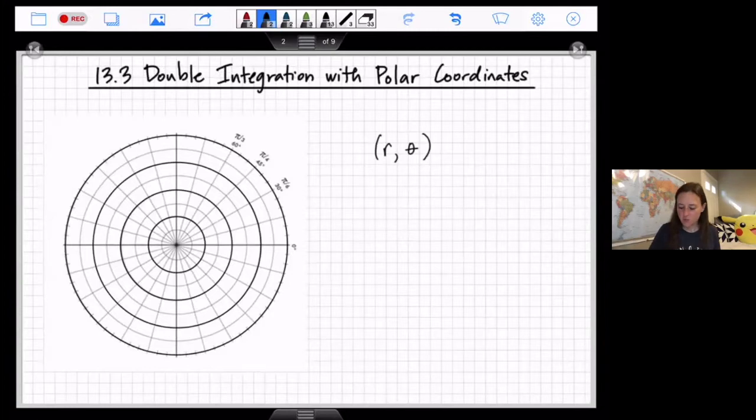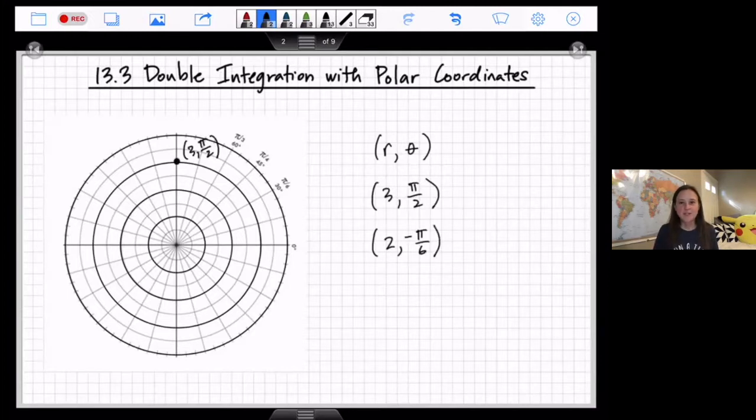So I might give you the point 3 comma pi over 2. And that would tell you to go find the angle pi over 2 in standard position and head out 3 tick marks in that direction. So we would go 1, 2, 3, and that would be the point 3 comma pi over 2. And we found that we could have just about any value of r and theta we wanted. We could have negative values of theta. We could have the point 2 comma negative pi over 6.